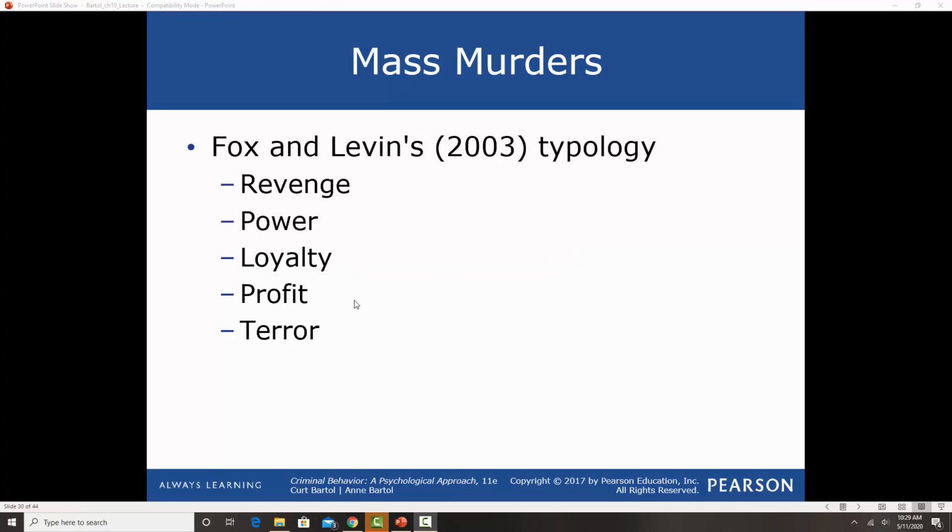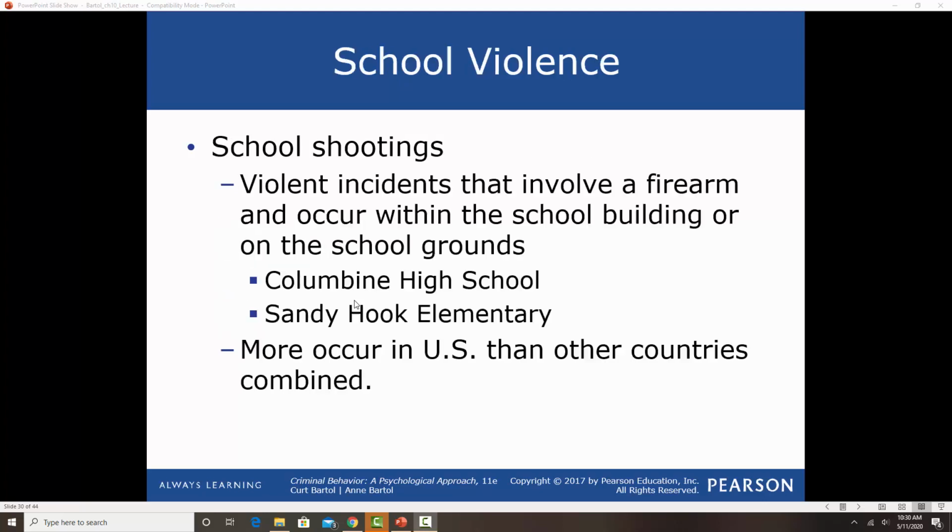There was a typology created by Fox and Levin in 2003, proposed as a mass murder typology, and this one was based on the motivation for the killing. Number one, revenge against an individual or a group. Number two, power. They seek power and domination over their victims. Number three, loyalty, a warped sense of love or loyalty. Most family mass murders fall under this category, by the way. Profit, the intention is to eliminate victims or witnesses. And terror, send a message through horrific crimes like 9/11, for example.